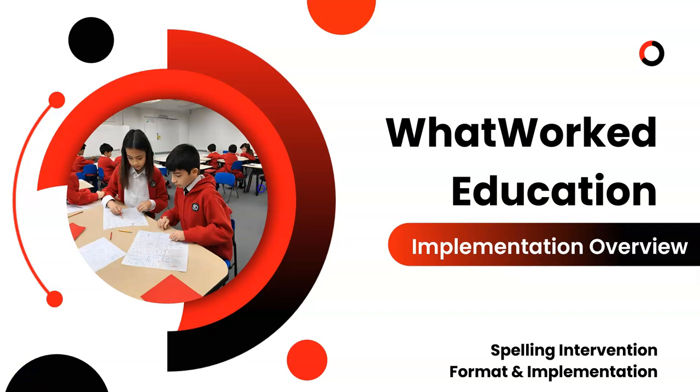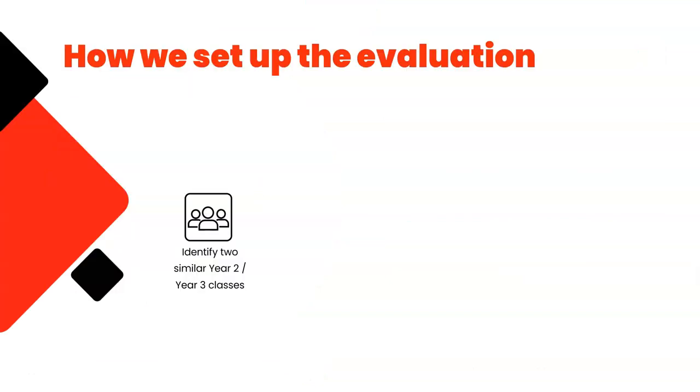Implementation overview. How we set up the evaluation. The first thing we ask you to do is identify two similar ability classes. So this is like a year 2 or year 3, but from the same year group. So this does require you to have two-form entry.